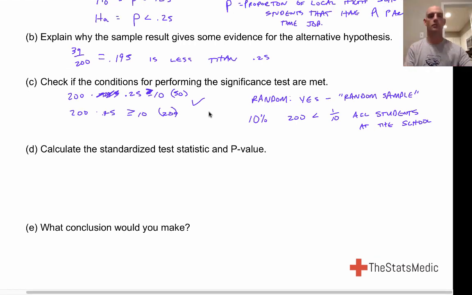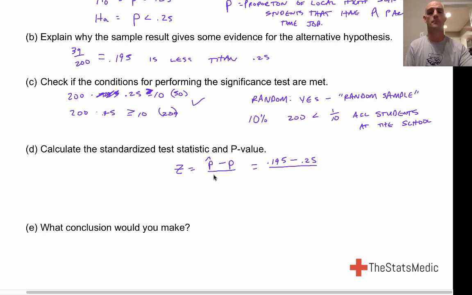So what do we need? Well, we're ultimately looking for a z-score here. That z-score is going to be based on taking our sample statistic and finding the difference between that and what the claim was. In this case, that's our 0.195, which is what the administrator found, and we're going to subtract the 0.25 that was in the claim. And on the bottom, we're going to put the standard deviation.